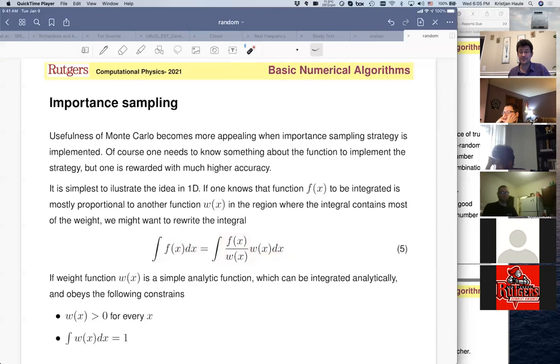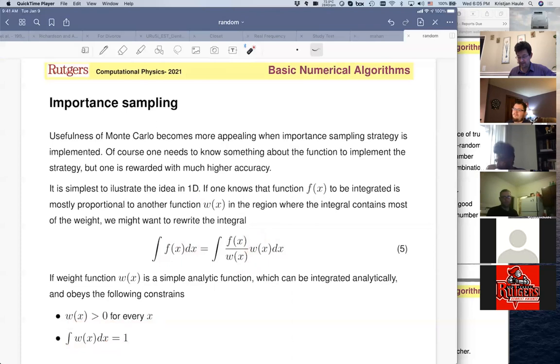Now, of course, not every w is good enough for that. If we want to use Monte Carlo, then this w has to be positive. That's the constraint. Zero is not good either, so it has to be strictly positive: w of x has to be positive for every x. And if it's positive, we should also be able to normalize it. Only the functions which we know how to normalize are useful for this case. But let's assume for now that w is some positive, normalizable function.